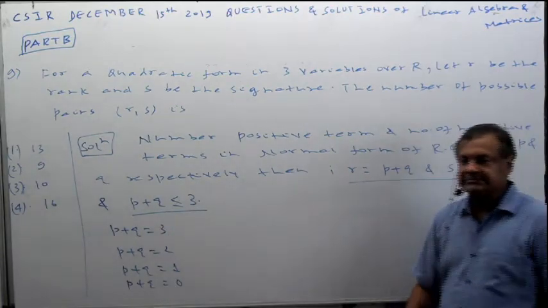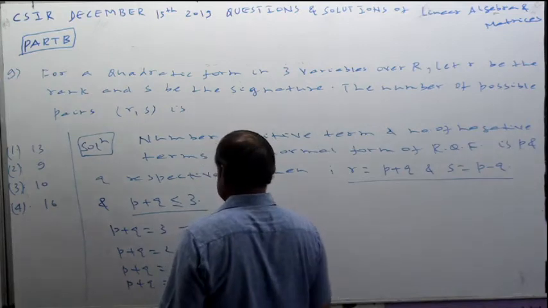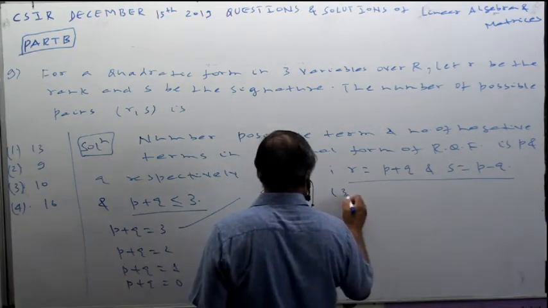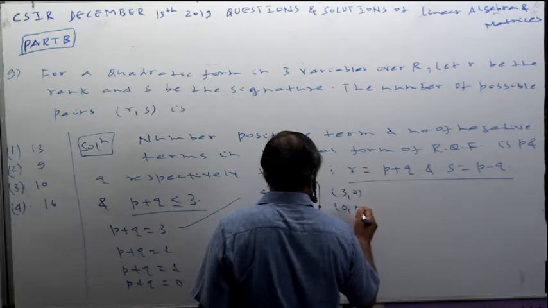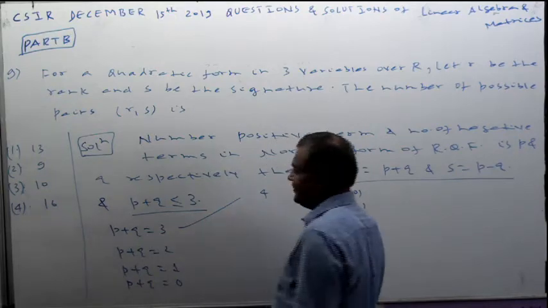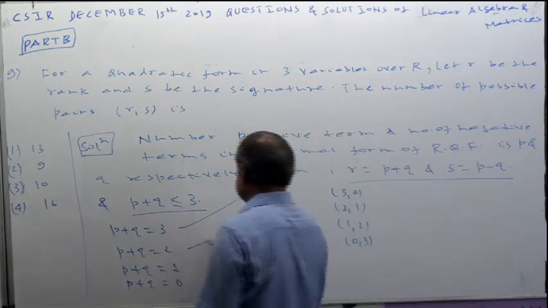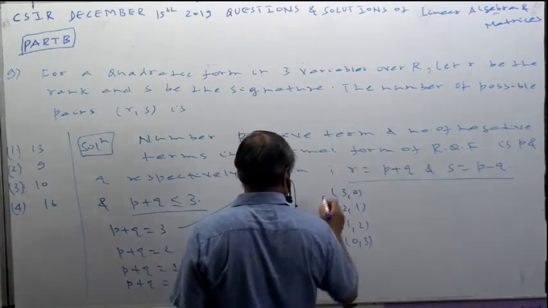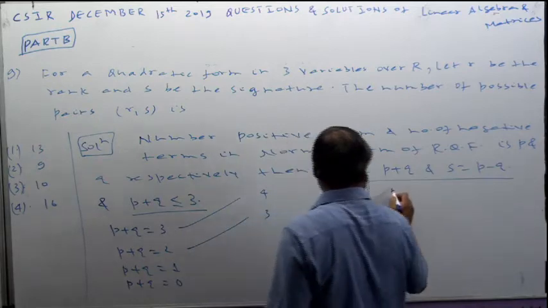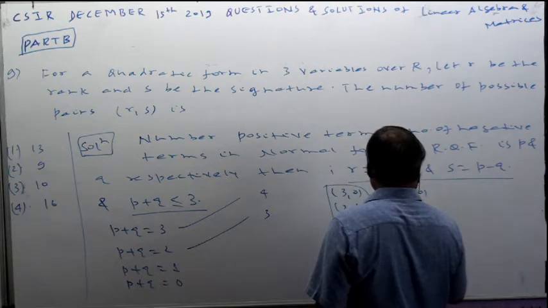Any doubt? P plus Q equals to 3. That will give you 4 cases. How 4 cases? You are starting with 3, 0, 0, 2, 1, 1, 2 or 0, 3. Any doubt? P plus Q equals to 2. That will give you how many cases? 3 cases. Which 3 cases? That will be case number 1, 2, 0, 1, 1, 0, 2.